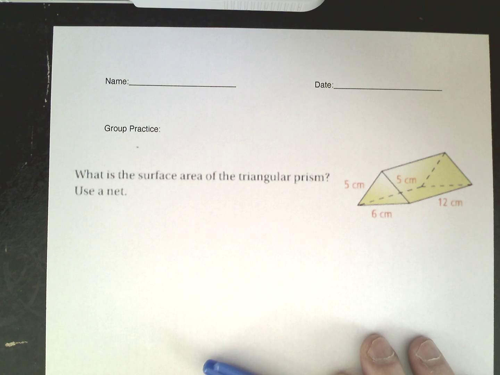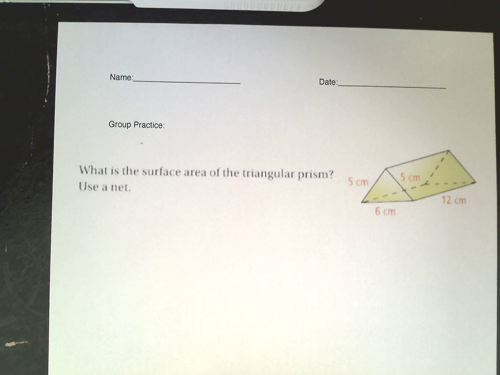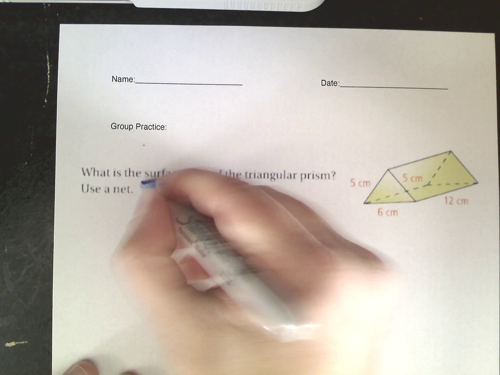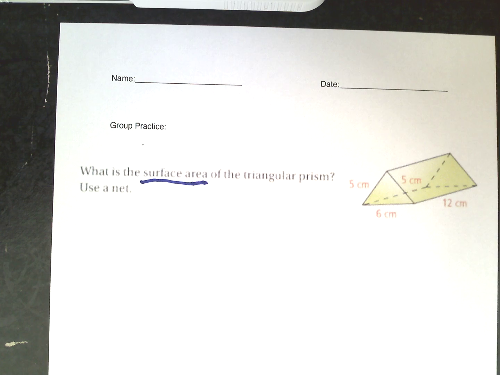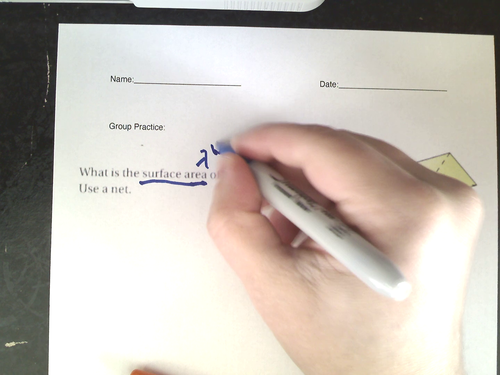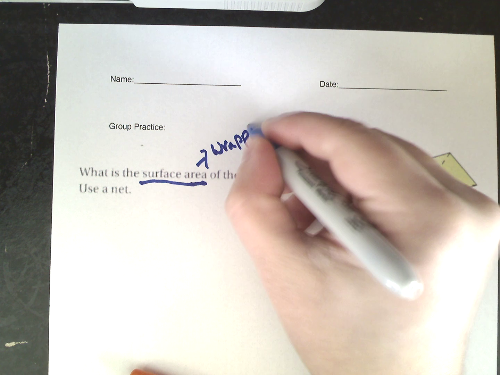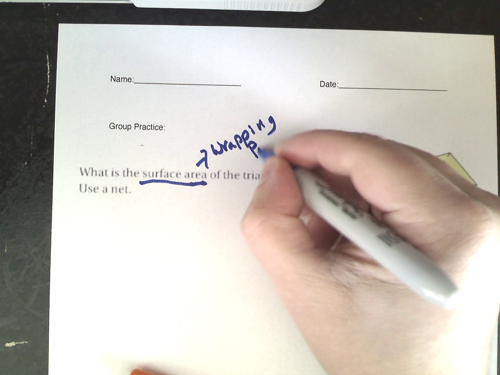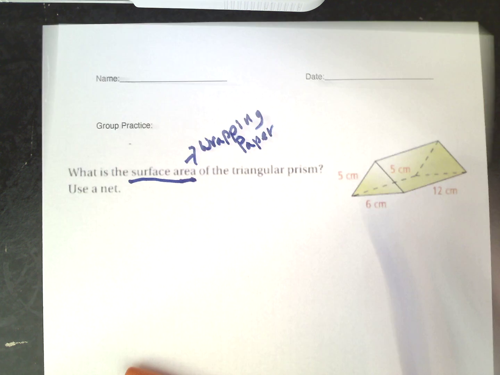So it says, what is the surface area of the triangular prism? Now, we've been talking about areas. When I think of surface area, what I usually think of is wrapping paper. Like, how much wrapping paper would you need to cover this thing?